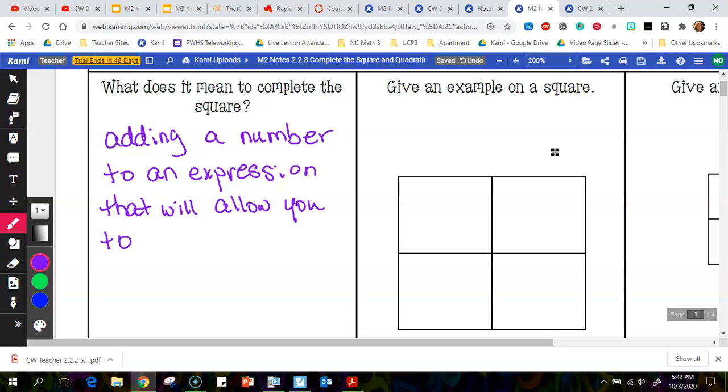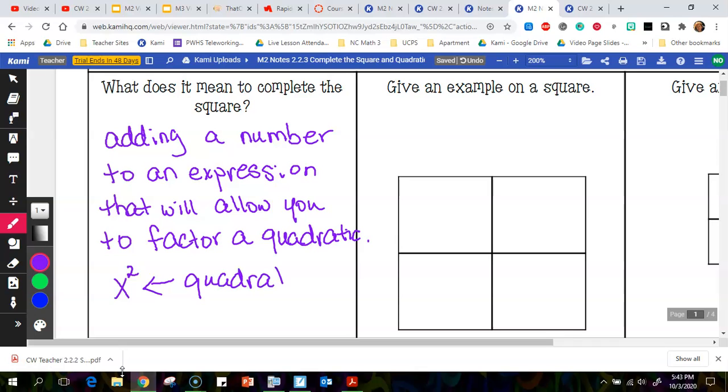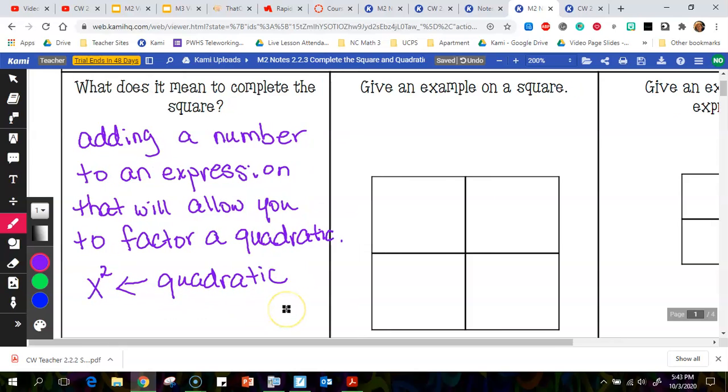We're going to just say to factor a quadratic. And just as a reminder again, a quadratic is just an expression or an equation that has an x squared term. This is a quadratic because it is to the second power. So any expression where the highest degree term is x squared, in other words, it doesn't have an x cubed, it doesn't have an x to the fourth or whatever, the highest degree is x squared, that's called a quadratic.